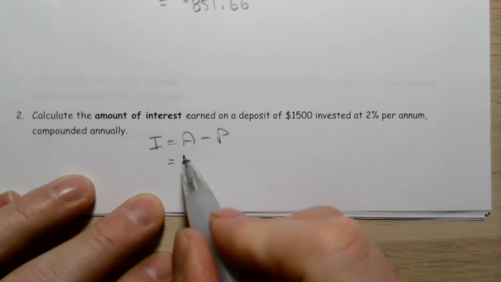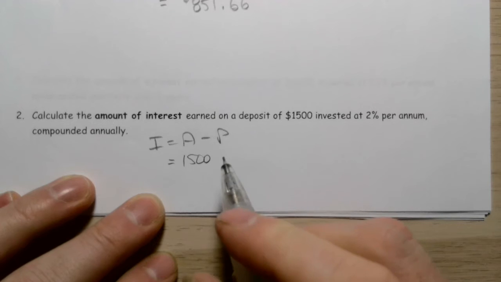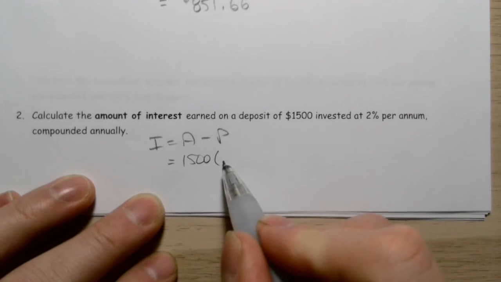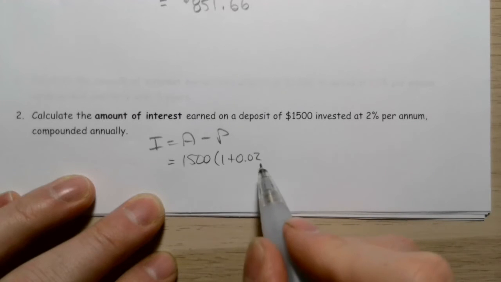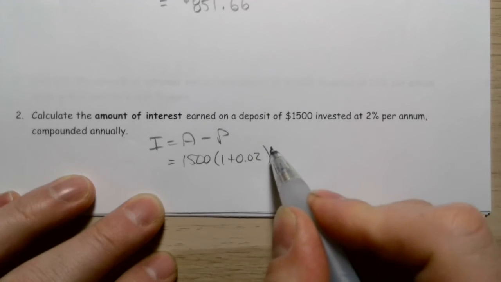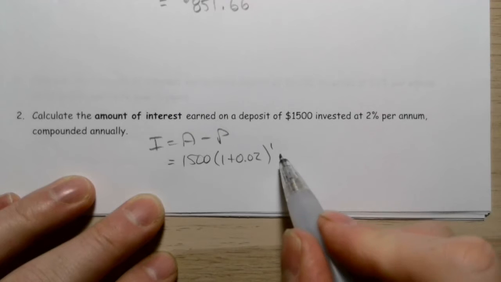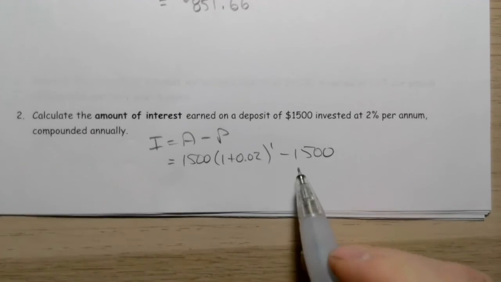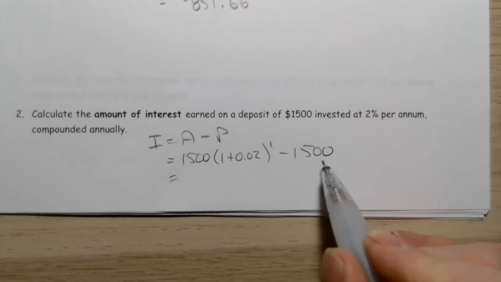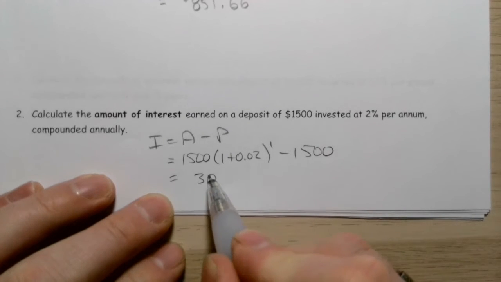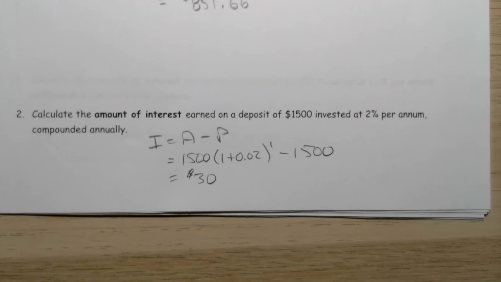So in this case, it's $1,500 multiplied by 1 plus 0.02. It's compounded annually, so over 1, and we have this to the 1, minus 1,500, the principal amount. This will give me the growth, and then I take away where I started, and it turns out I end up with $30. So I would have earned $30 in interest that first year.